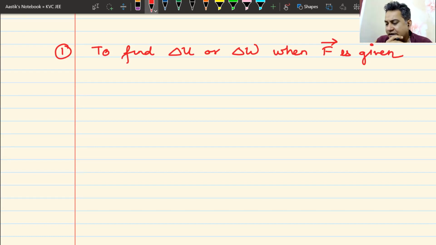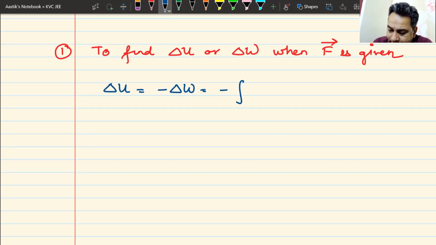We have done this many times, but again, we'll just summarize it. How will I find this out? Now, we'll find it out in this way. Change in internal energy is negative of work done by the conservative force. So it will be negative of F dot dr, calculated from the position R1 to position R2. We have already done questions on this.